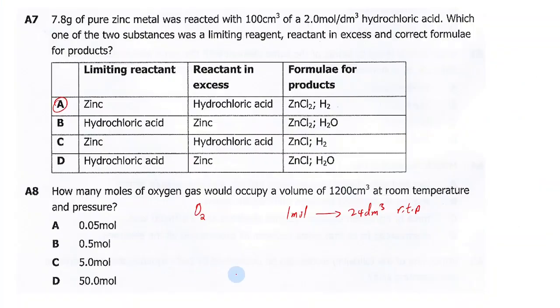So now, in this case, they're saying how many moles of oxygen gas would occupy a volume of that. Here they have been provided a volume, but still at room temperature and pressure. So you have been given 1,200 cubic centimeters. Convert it into cubic decimeter by dividing by 1,000, so that these cancel. You have 12 divided by 10, which will be 1.2. So you have a volume of 1.2 cubic decimeter.